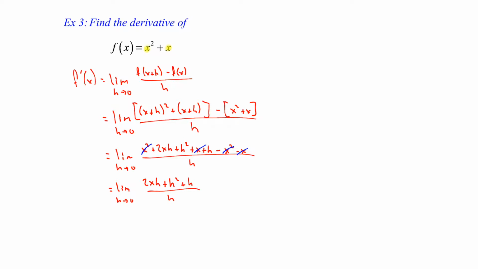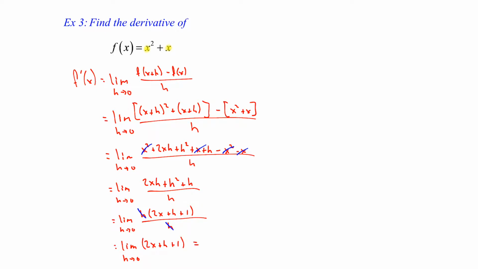Well, we can't do direct substitution. We haven't canceled anything. So you will notice that there is a factor of h that can be factored out from the numerator. And make sure it's 2x plus h plus 1. When you factor an h out, h divided by h is 1. Now you can see that the h's cancel. And so you're left with the limit as h approaches 0 of 2x plus h plus 1.